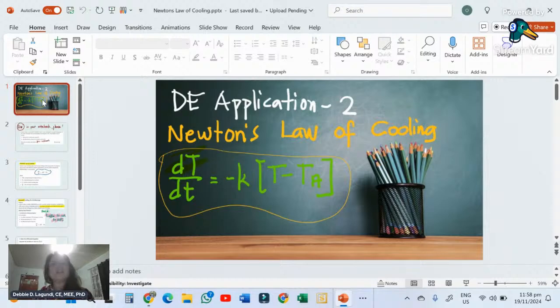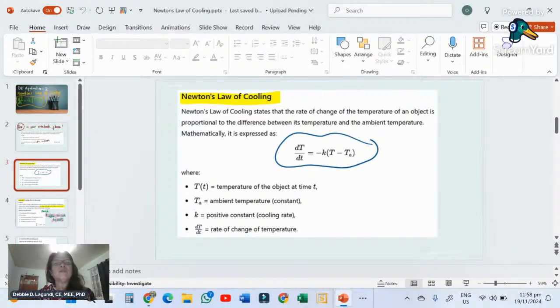Right, so this is the second application of differential equations that we're going to take up. The first one was composition or decay and growth. And for Newton's law of cooling, we have the formula dT over dt is equal to negative k (T minus T_A). What are these variables?